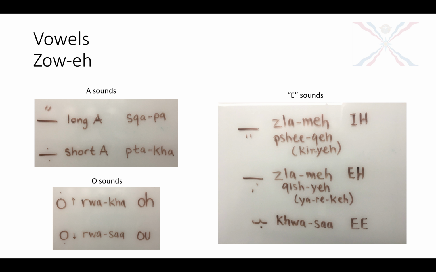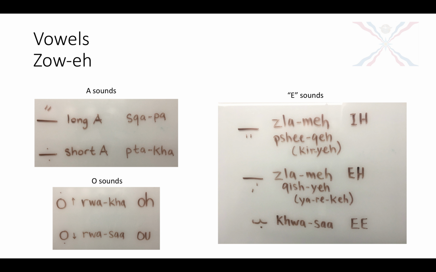So the A sounds, the first one is skapa, the two lines. That's the long A sound. So ah. Then you have the short A sound, known as ptacha. Those are the two dots, one above the letter, and then the second one below the letter. And we'll look at examples of these.